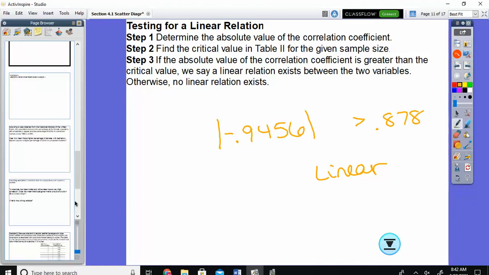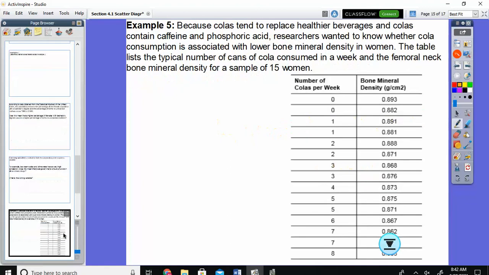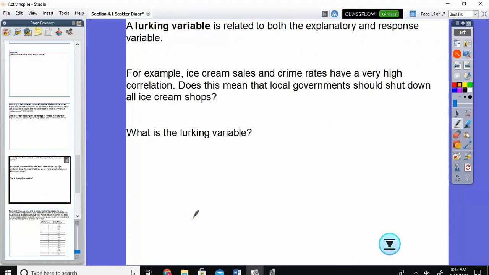Let's see, next thing I have on here, see if we can get through one more example. Can you talk about a lurking variable real quick? So, a lurking variable is something that can be related to both your explanatory and response variables that might cause it to look like there's a linear relationship when there actually isn't.